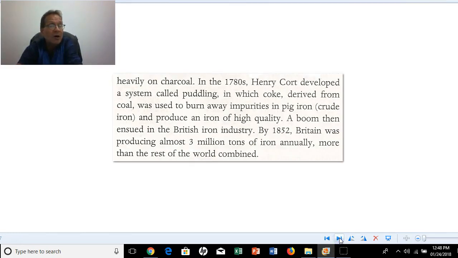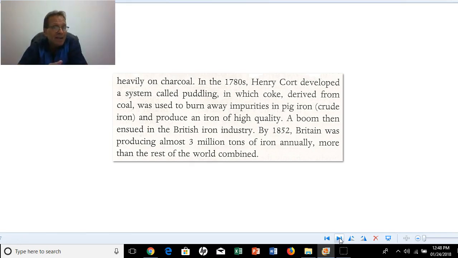And they're selling this stuff all over the world. Another big invention was the new method of producing iron. And this is another natural resource that Great Britain possessed. Iron ore they had in mass quantities. And Henry Cort developed the puddling system in which coke derived from coal is used to burn away the impurities. And this was another booming industry then. And by 1852, Britain was producing almost 3 million tons of iron annually, more than the rest of the world combined.